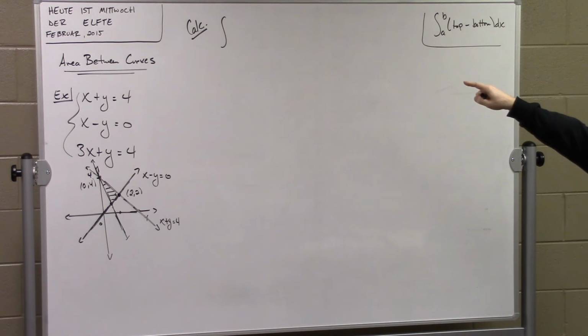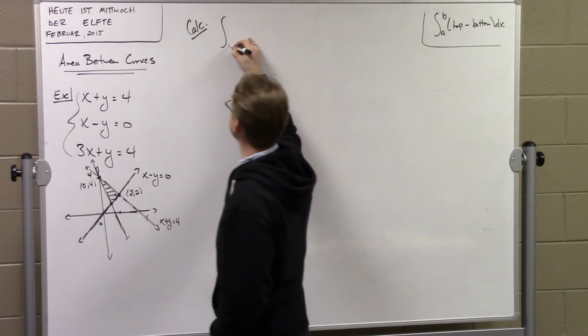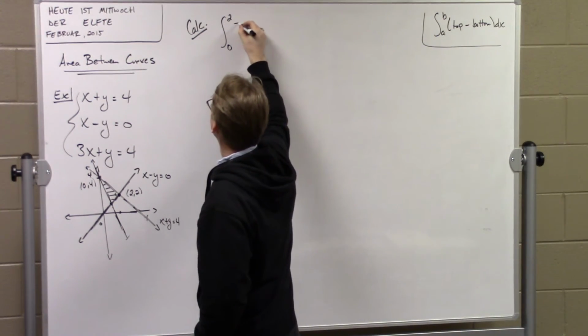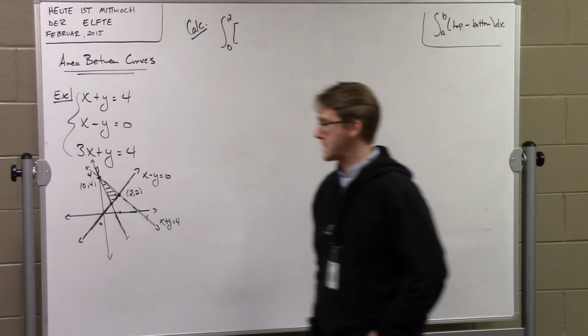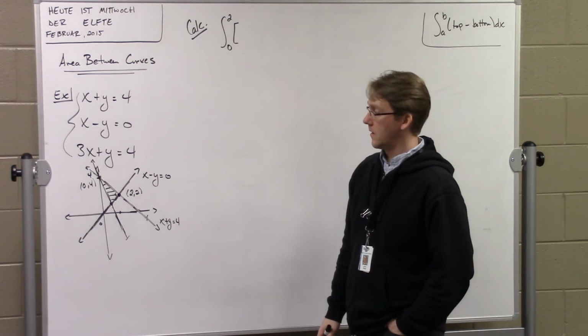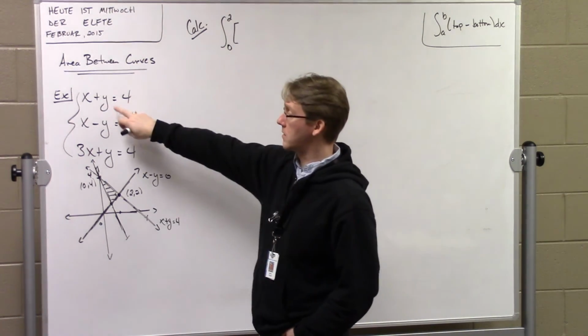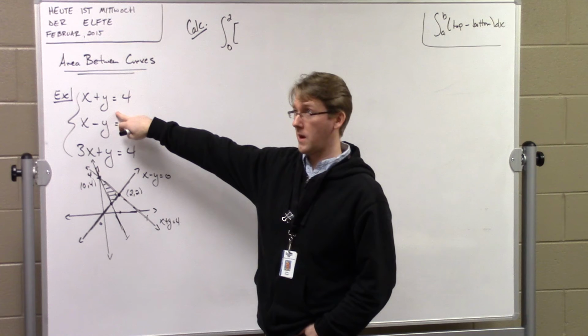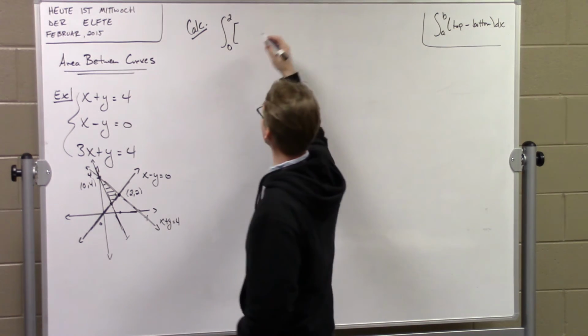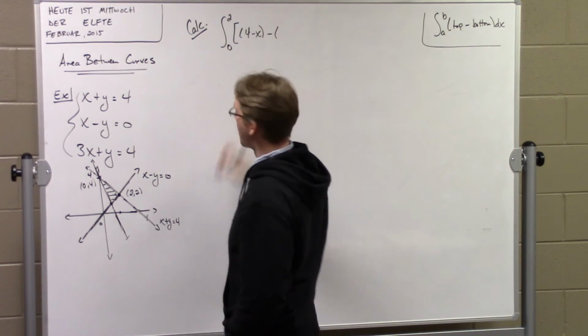So our integral would go from 0 to 2. Okay? Top function. It kind of looks like the x plus y equals 4. All right, it's this one, and if we're doing x values, I need to solve that for x, so 4 minus x. All right, 4 minus x, minus the bottom function.